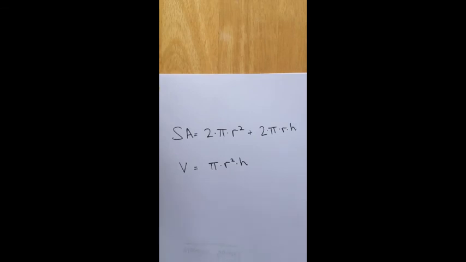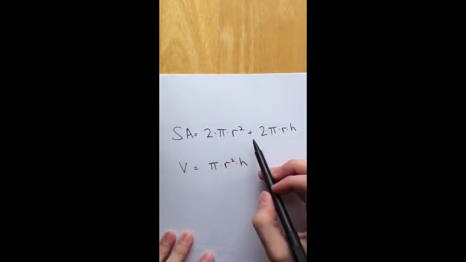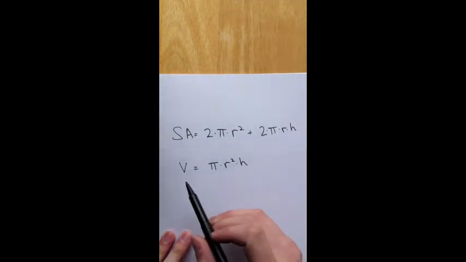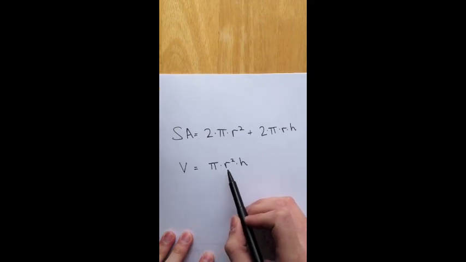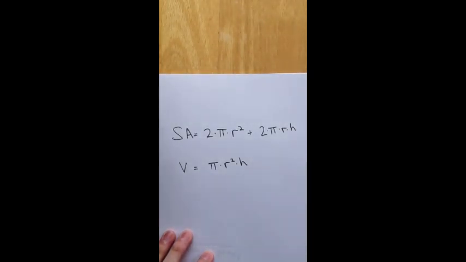All right, so that concludes our lesson on surface area and volume of a cylinder. Just to recap, surface area equals 2 times pi times radius squared plus 2 times pi times radius times the height. And we have the volume equal to pi times radius squared times the height. So make sure you have those in your notebook for class tomorrow.